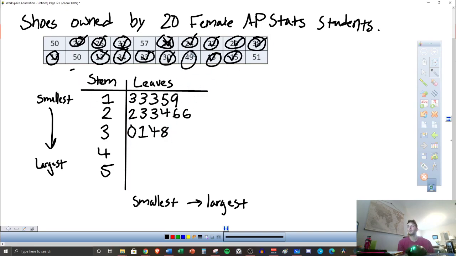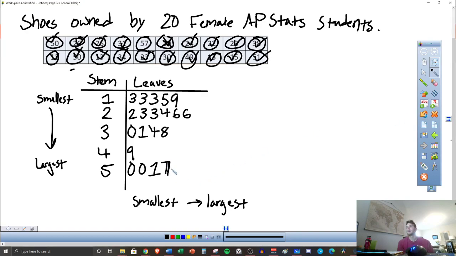Next, the 40s. Here's 49. Put the 9 in. There's no other there. So 50, 50, 57, and 51. So we'll go ahead and get those, starting with the 50s. 0, 0, 2 50s, 51, and 57. There we go. Now we're done. That is a stem and leaf plot. That's all you have to do.